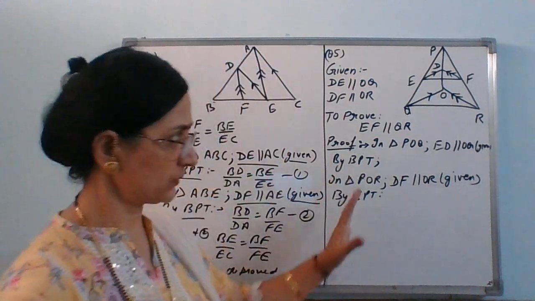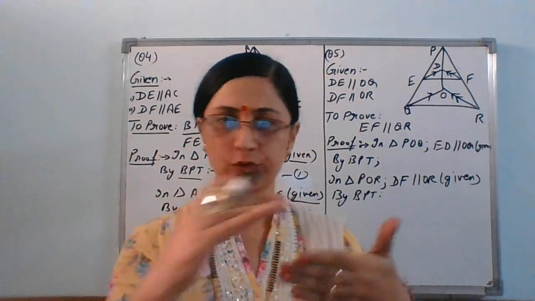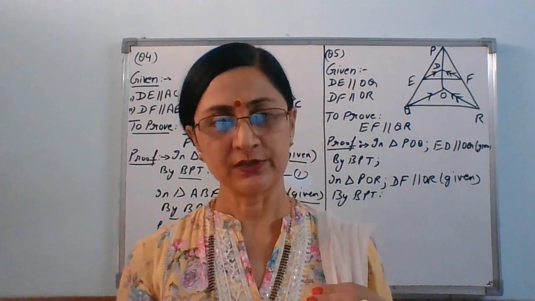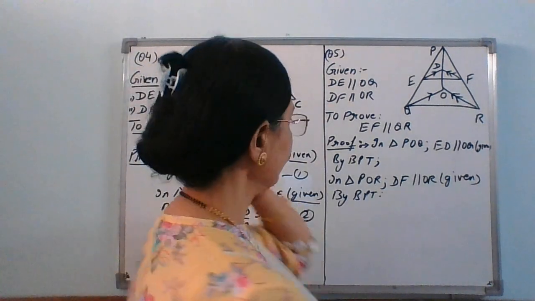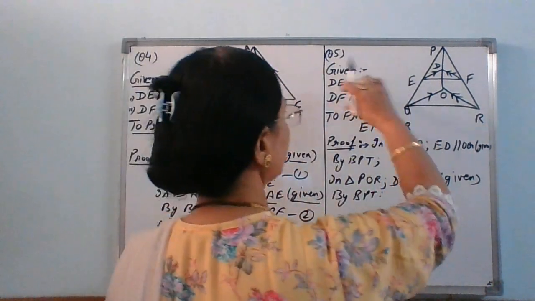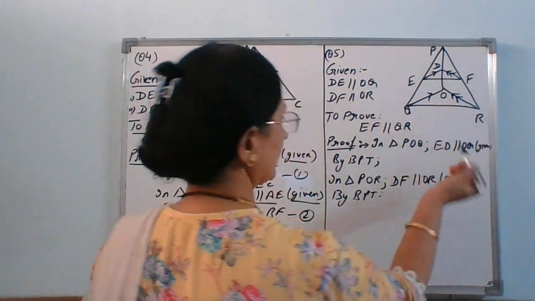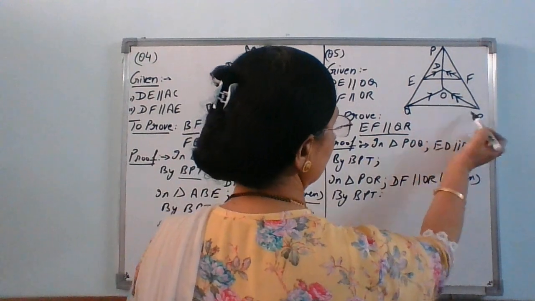Now let us do this question, which is also of the same type. We have to consider two triangles. Something parallel is given, and we have to write the sides in ratio. You will get the first equation and second equation. Comparing the equations, you will get the other ratio, right? As we did in this one. Now here, given was this: this is parallel to this, and this is parallel to this. I have marked them, right? What do you have to prove? You have to prove that EF is parallel to QR.